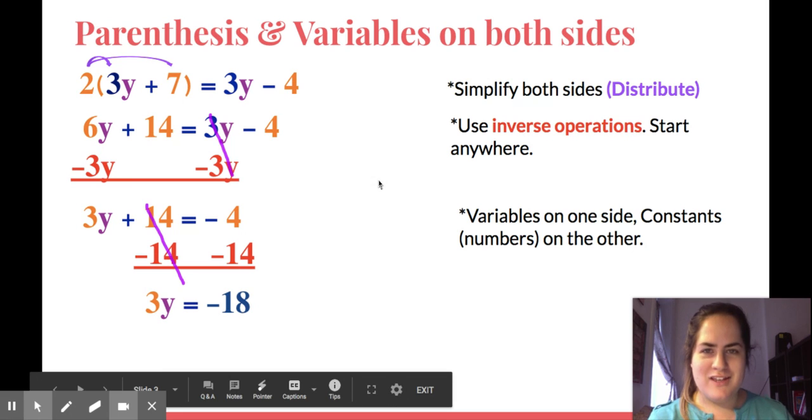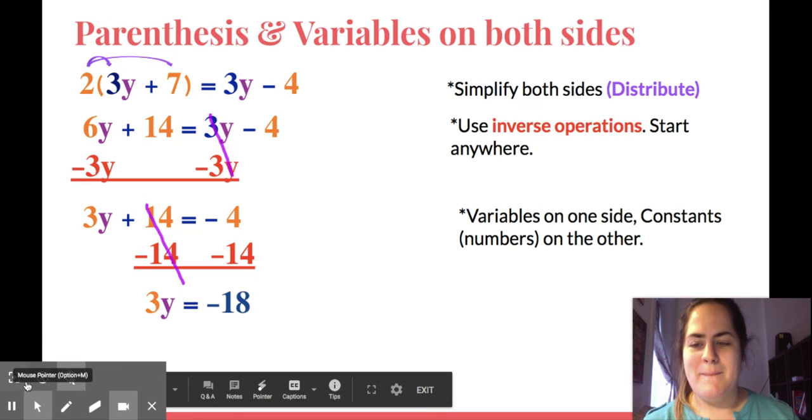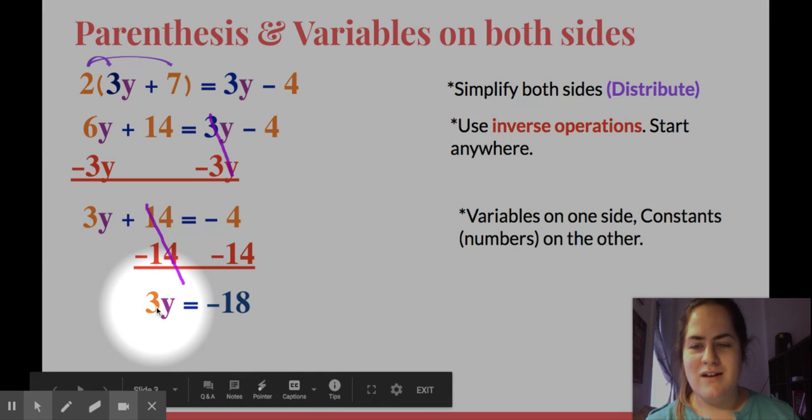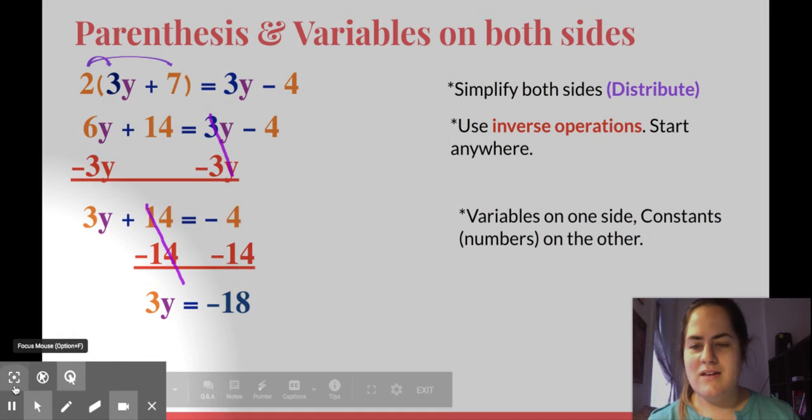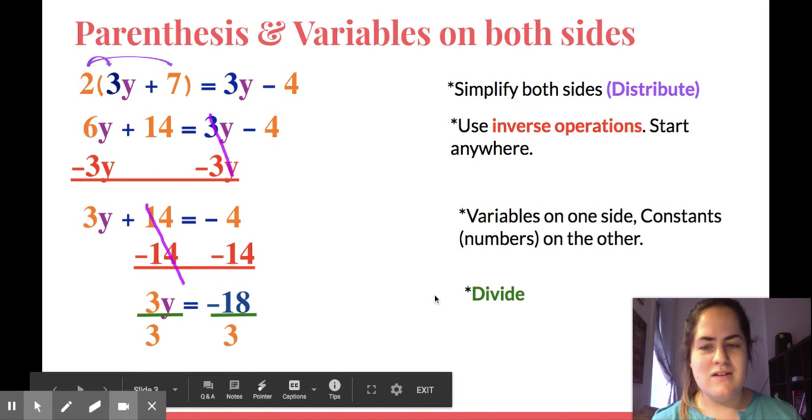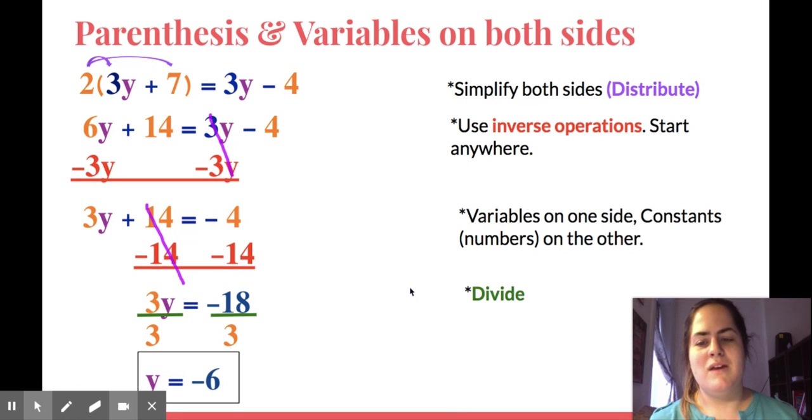Y is still not by itself. It's being multiplied by 3, so the opposite of multiplying by 3 is dividing by 3. So I do that on both sides. Negative 18 divided by 3 gets me my answer of negative 6.